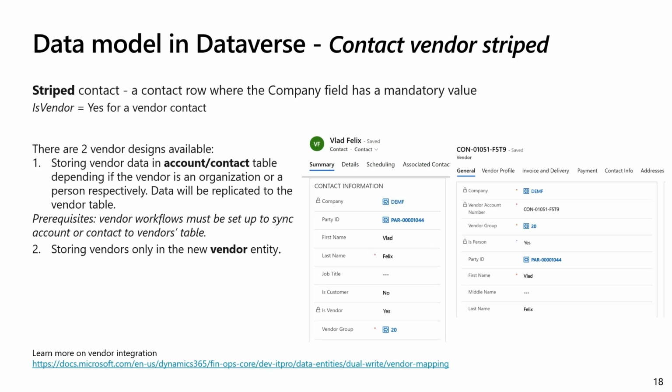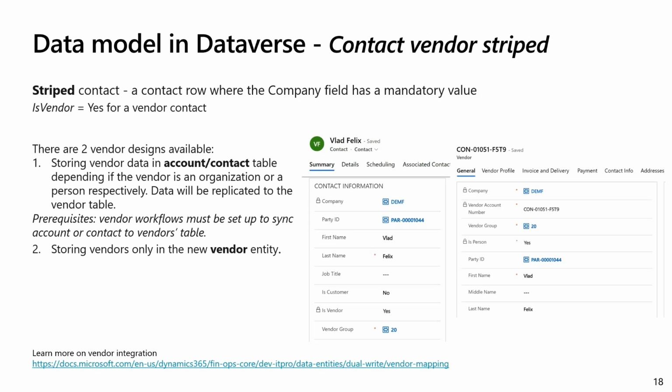Once the contact is saved, either with the is customer flag set to yes or is vendor set to yes, or both, these flags cannot be changed anymore, and neither can the company field be updated anymore. It's good to mention that there are two vendor designs already available.